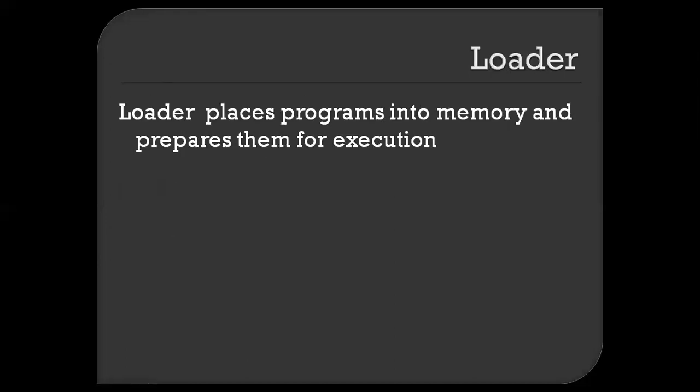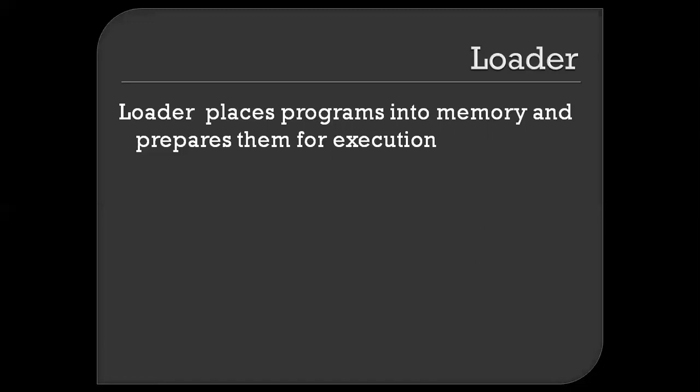After that, the loader places the program into memory and prepares it for execution. Basically these are the phases I told you: from preprocessor to compiler, from compiler to assembler, from assembler to linker, from linker to loader, and from loader to memory. These are the steps if you want to convert any high-level language code into execution time.